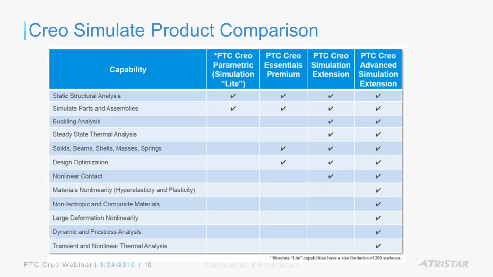This comparison matrix might help you understand the different packaging here, just so that you are aware. The Lite, the first column there, allows parts and assembly static analysis, but the number of surfaces is limited to 200 surfaces. Once you go beyond that, let's say your model has more than 200 surfaces, that's when you have to go through the other columns there, which is the Essentials Premium, allowing you to do some design optimization, which is huge.